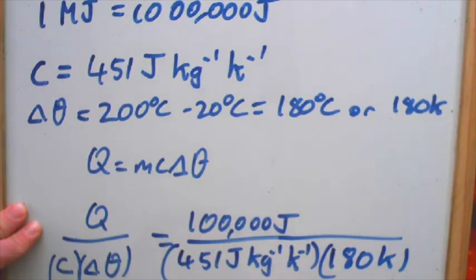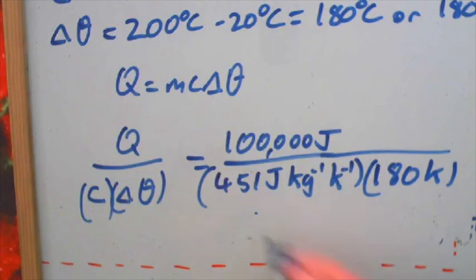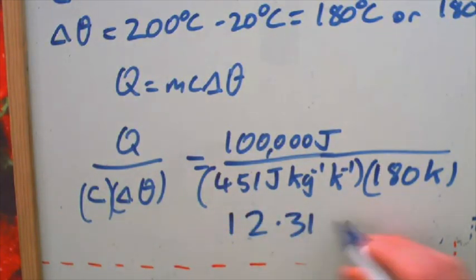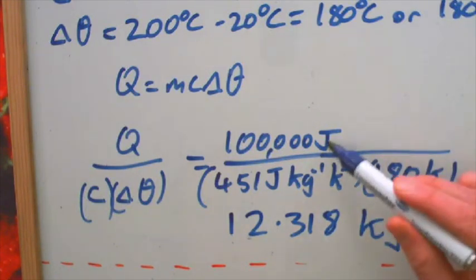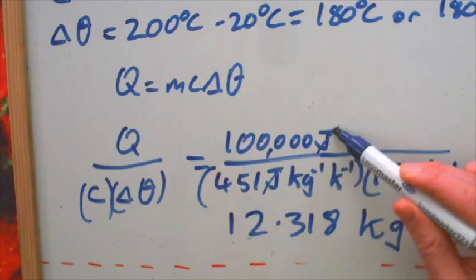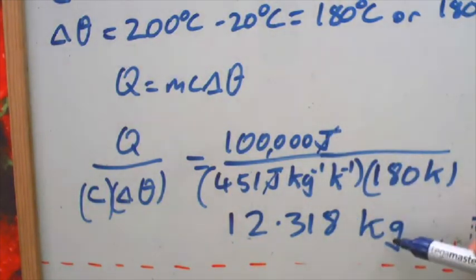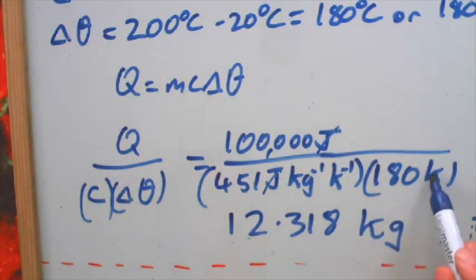And that works out as 12.318, let's say, kilograms. Let's just check the units. Joules divided by joules, they're going to cancel out. Kilogram to the minus 1 is left here. And Kelvin to the minus 1 at the bottom times the other Kelvin, they cancel each other out as well, because K to the minus 1 times K is just gone, leaving some 12.3 kilograms of copper.